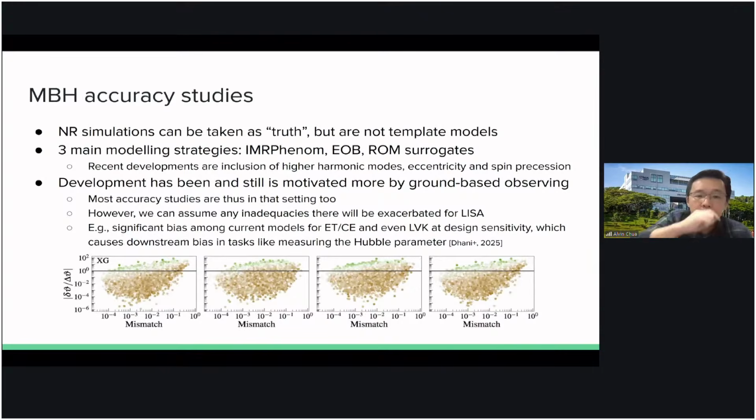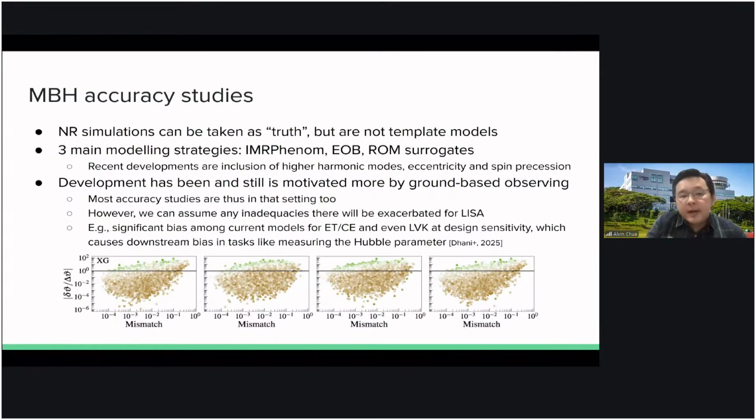Okay, so on to massive black hole binaries, and the accuracy studies that have been done. First, a bit of background. Deirdre will say a lot more about this in her talk, but for massive black hole binaries, numerical relativity simulations can be taken as essentially the truth, to refer to and calibrate against. However, the problem is these are not template models. You can't use them in data analysis.